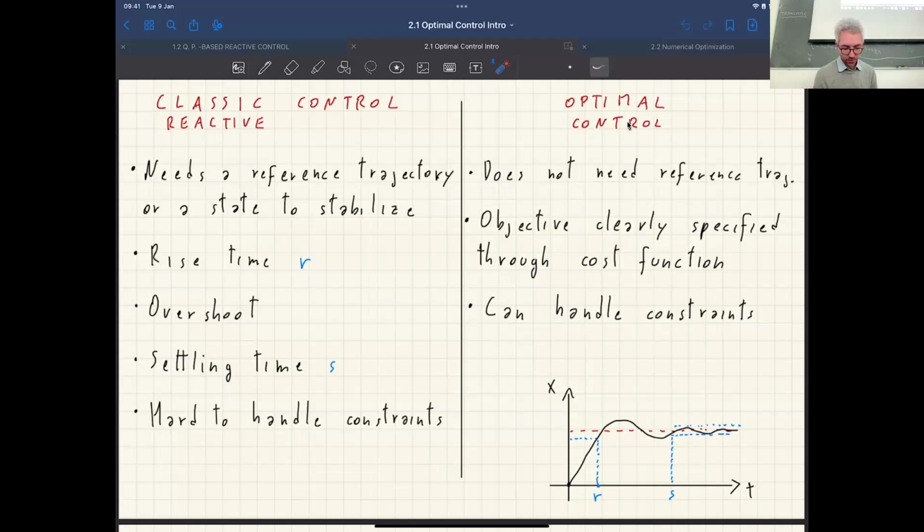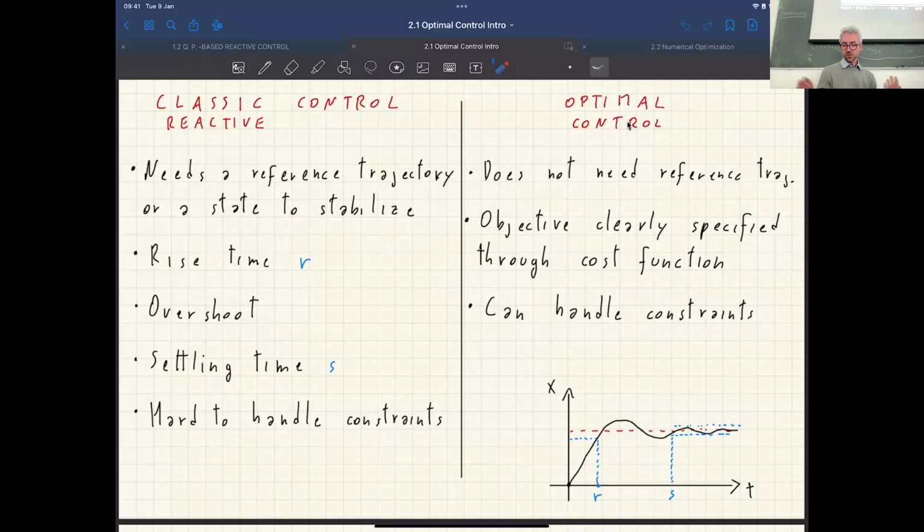Here we had an example of what rise time and settling time were. Rise time was the time for the system state to reach about 90% of the target value, and settling time was the time needed for the state to start remaining inside a tiny window around the reference value. And overshoot is by how much you overshoot the reference value. So these could be metrics to be used when you're doing classic control.